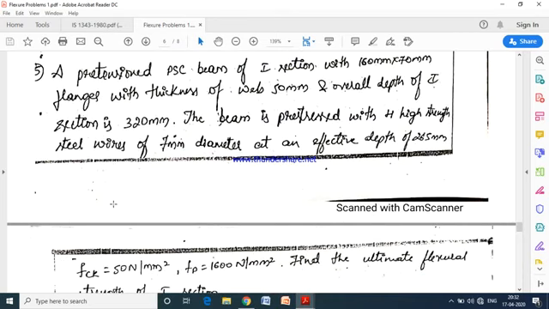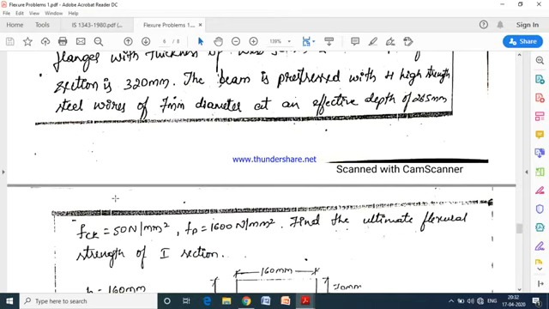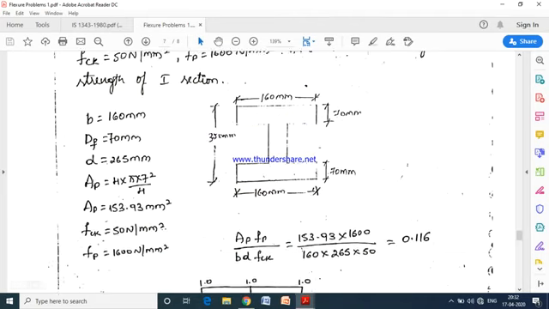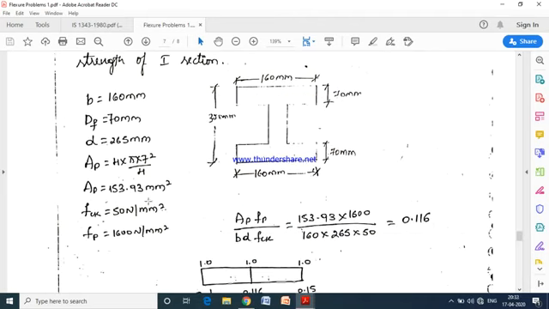Next problem. A pre-tensioned prestressed beam of I section with 160 mm by 70 mm flanges, thickness of web 50 mm, and overall depth of I section 320 mm. The beam is prestressed with 4 high strength steel wires of 7 mm diameter at an effective depth of 265 mm. fck 50 N/mm², fp 1600 N/mm². Find the ultimate flexural strength of the I section. These are the given data, and the I section is given here.